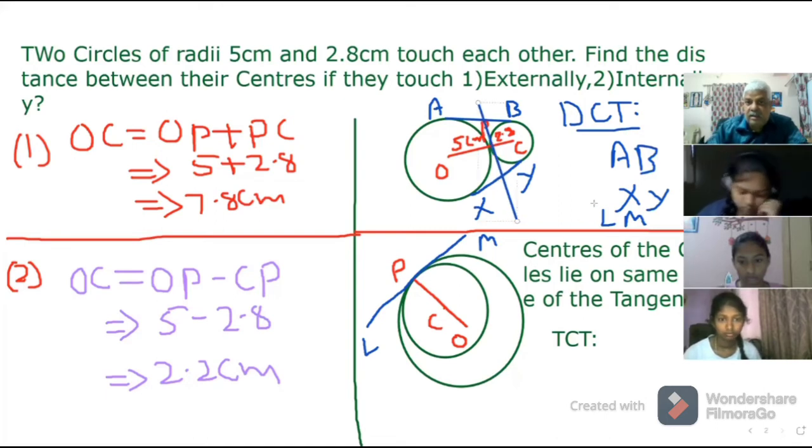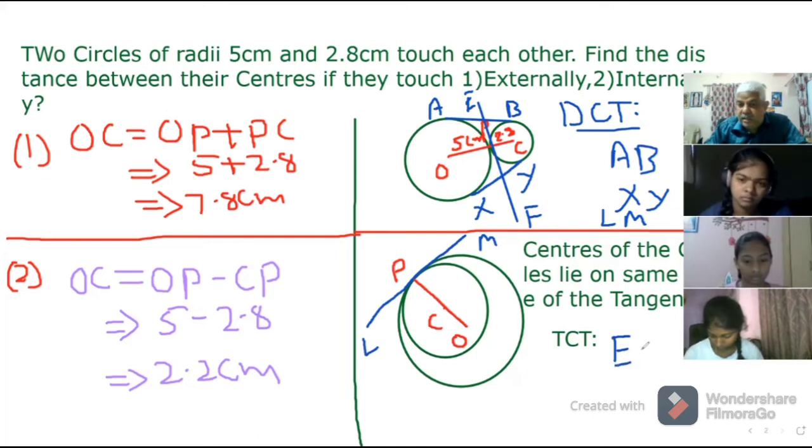Right here, I give the name EF. EF is what it is? Transverse common tangent. So how can you remember this? EF is a transverse common tangent.